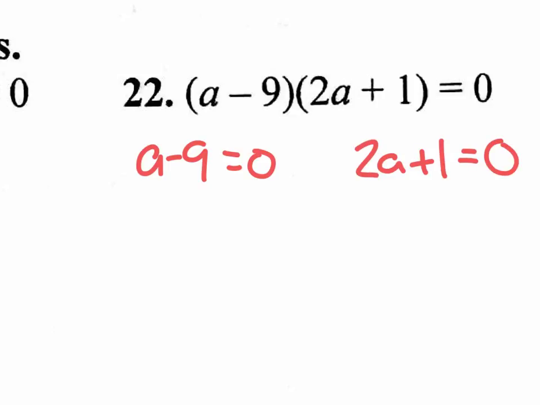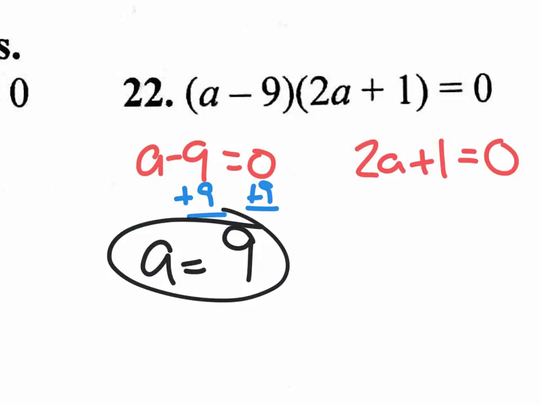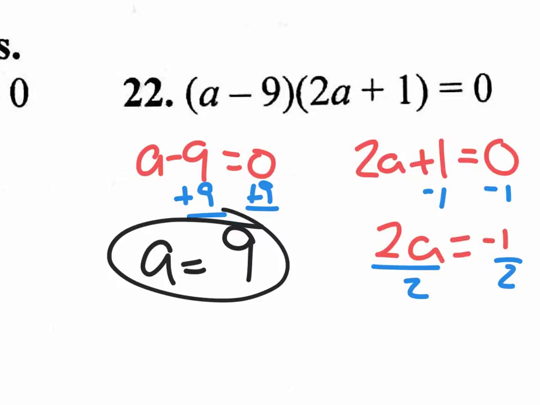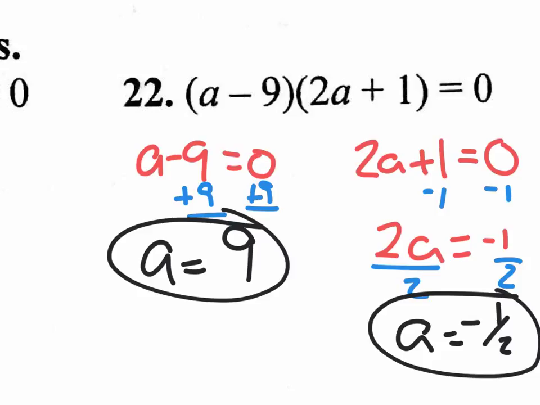And then you just solve both of them, right? So you get rid of the minus 9 by going plus 9, plus 9. So you're going to get a equals 9. That's one answer. Maybe. We need to double check it. And the other one, you subtract 1, you get 2a equals negative 1. And then you divide by 2, and divide by 2, you get the final answer, a equals negative 1/2. And that's your other answer, maybe, if it works out. So we need to double check it.